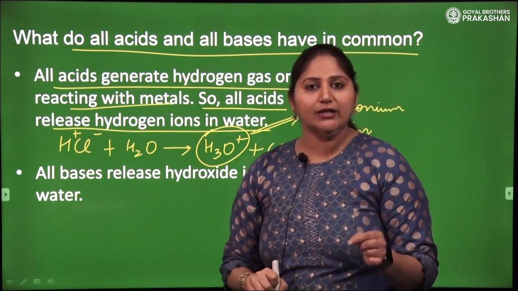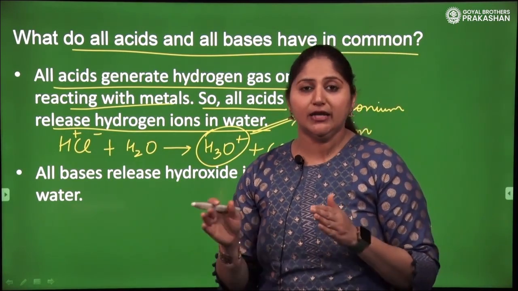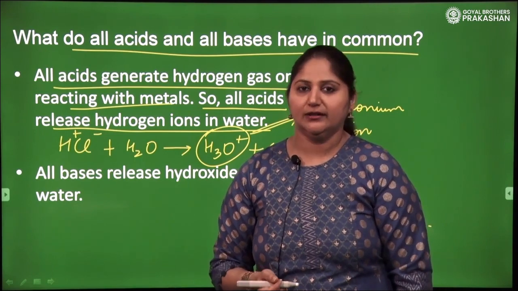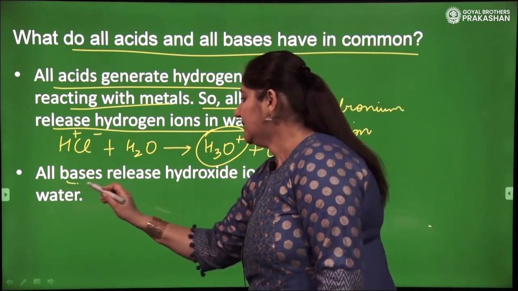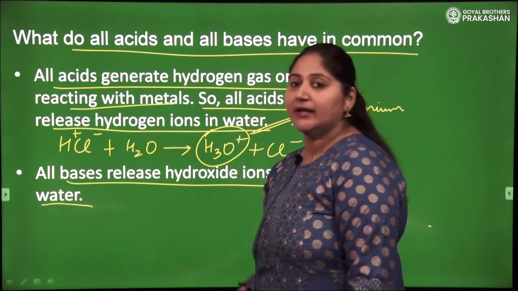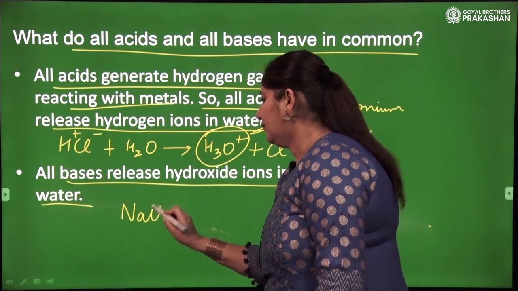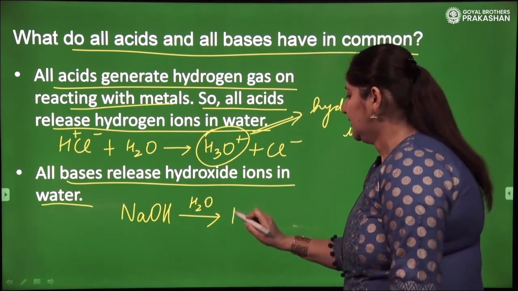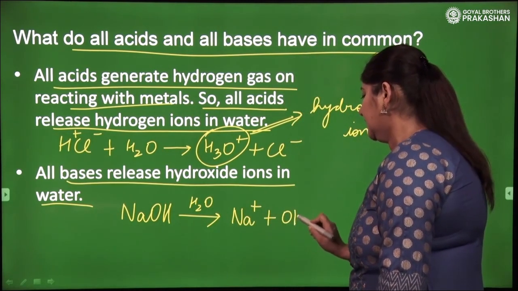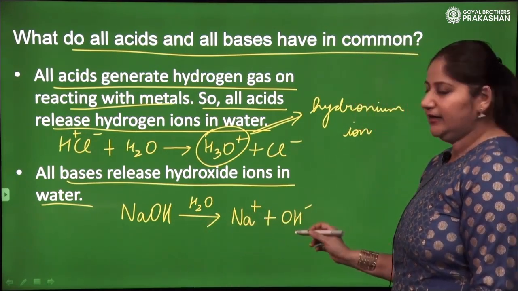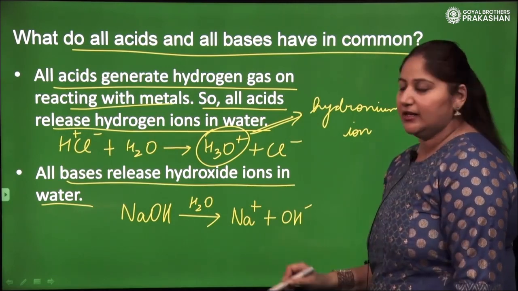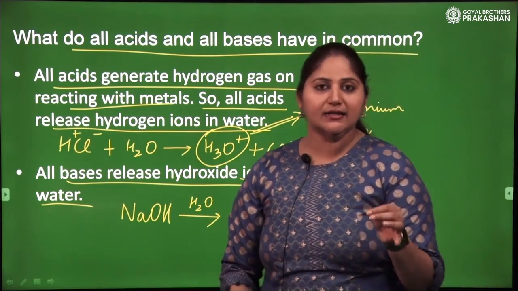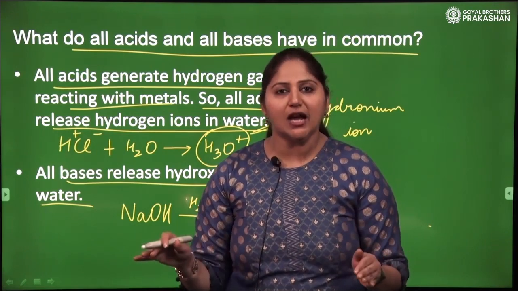So this H3O+ is also known as the hydronium ion. So what do we call it? Hydronium ion. It means we can say that when you keep acids in water, they release hydrogen ions or hydronium ions, right? Then what about bases? All bases release hydroxide ions in water. For example, you have NaOH. What is the property of NaOH in water? When you keep it in water, it dissociates or breaks into its ions. It forms two ions, a cation and an anion, Na+ cation and OH- anion. This OH- ion is the hydroxide ion, right? So what do acids and bases have in common? They release free ions in water.